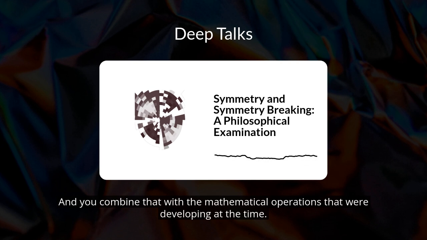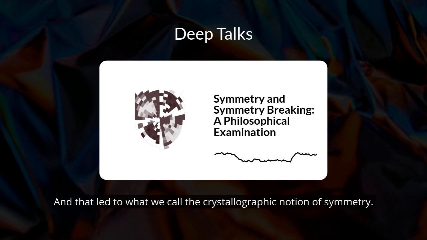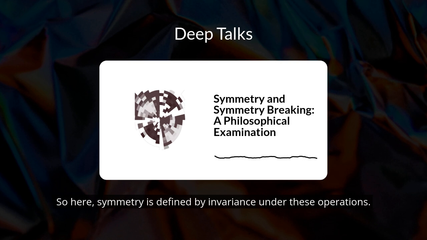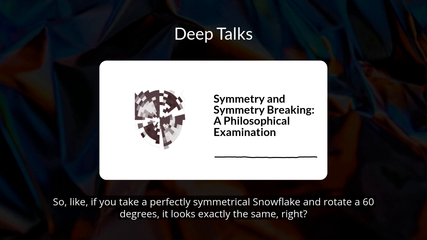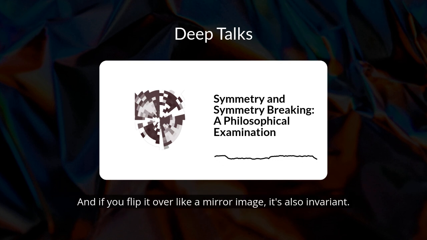And you combine that with the mathematical operations that were developing at the time, reflections, rotations, translations, and that led to what we call the crystallographic notion of symmetry. So here, symmetry is defined by invariance under these operations. Like if you take a perfectly symmetrical snowflake and rotate it 60 degrees, it looks exactly the same, right? Exactly. That's invariance under rotation. And if you flip it over like a mirror image, it's also invariant.